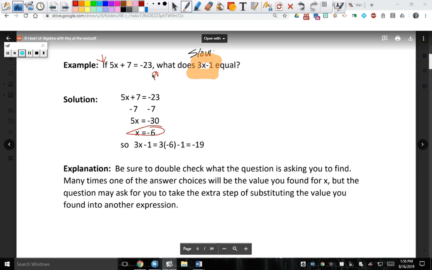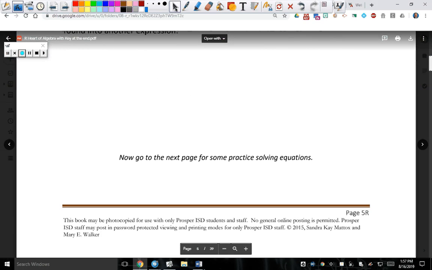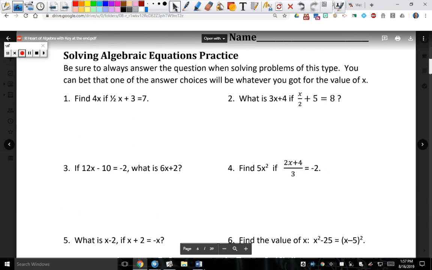Now, the if and the comma kind of tells you that you're given something important that you need to get some information from. Notice how we just subtracted the 7, divided by 5, we got -6 and plugged it in. This is an easy type that, yes, you would solve for x and just plug it in. Let me see if you can identify the ones where you will alter and try to get to the answer faster. Okay, so we have 1/2 x plus 3, and we're trying to find 4x.